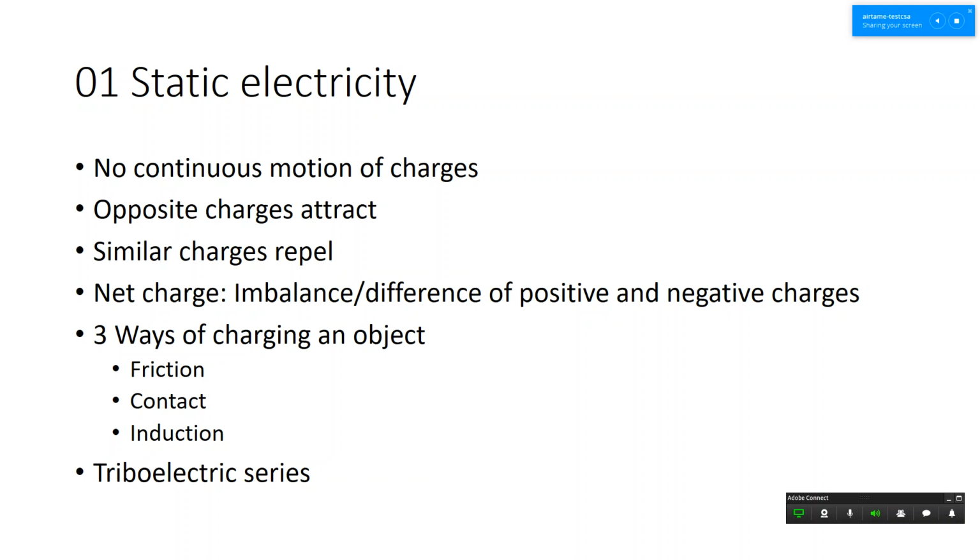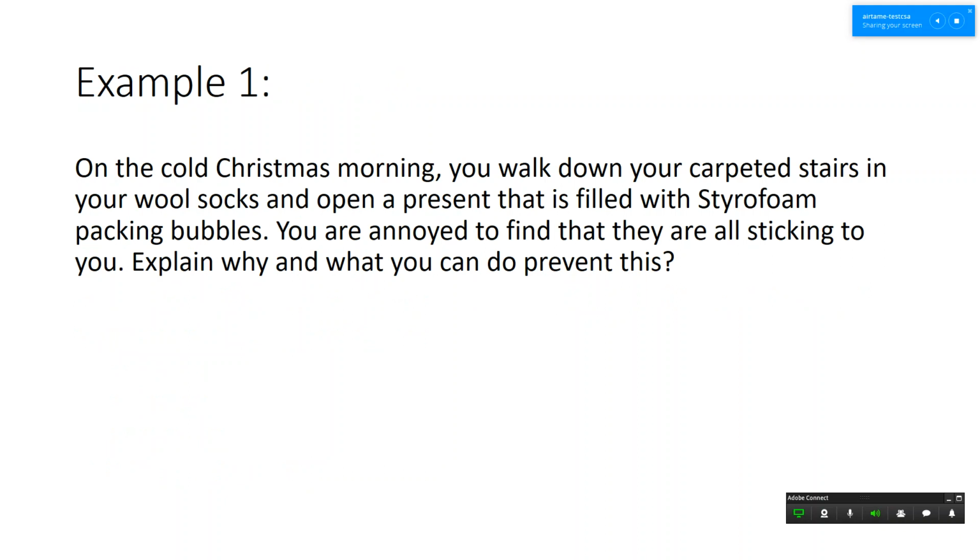So I have a question for you guys. It's going to require a triboelectric series, so if you have your computers open, just pull one up. The question is, on a cold Christmas morning, you walk down your carpeted stairs in your wool socks and open a present that is filled with styrofoam packing bubbles. There's actually a gift in there. You're annoyed to find that everything is sticking to you. All the styrofoam is sticking to you. Explain why they're sticking to you and how you could make it so that they won't stick to you. You might need to pull up a triboelectric series for this.